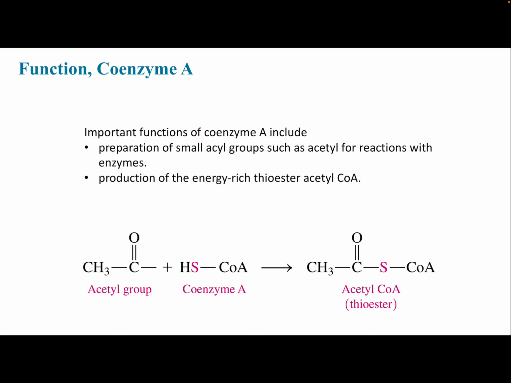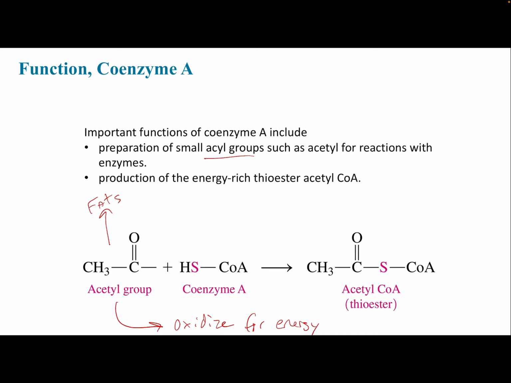So important functions of coenzyme A include the preparation of small acyl groups from larger molecules. So basically, we want these acyl groups so that we can make fats, and also there's another reason. We can anabolically build these into fats, but we can also break these two carbon groups down for energy. So we can oxidize these for energy.